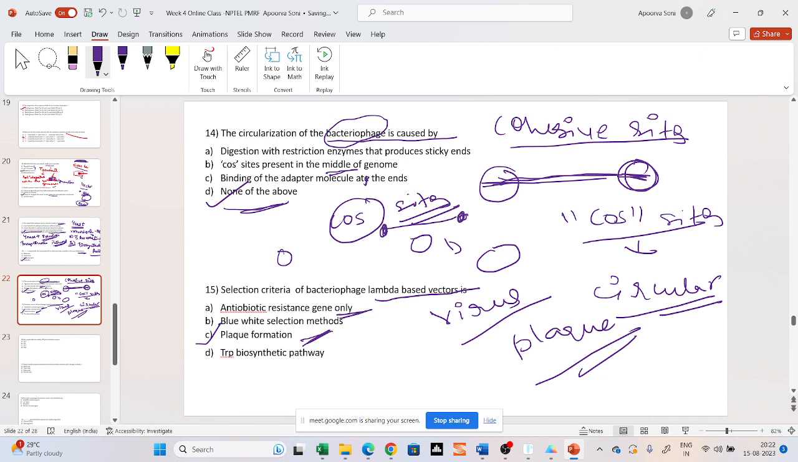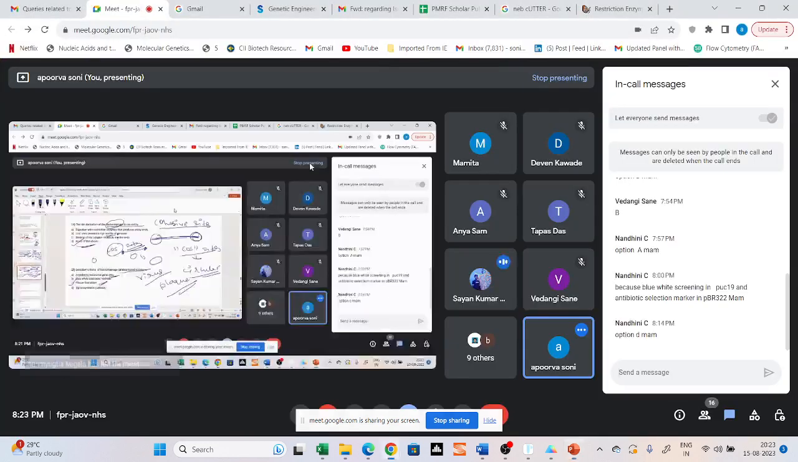Could you understand? You digest with restriction enzymes. Why? Because you want some sticky ends. But when you already have sticky ends, then there is no need of digestion. So bacteriophage already has cos sites. So there is no need of digesting it with an enzyme so that you can have sticky ends. Is it clear? Yes, ma'am.